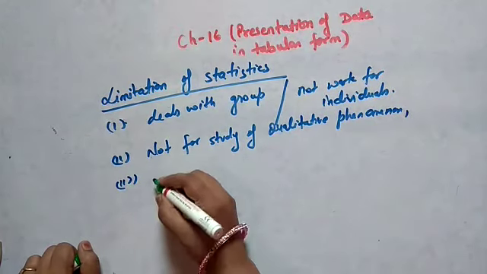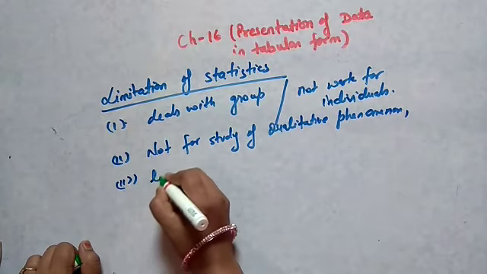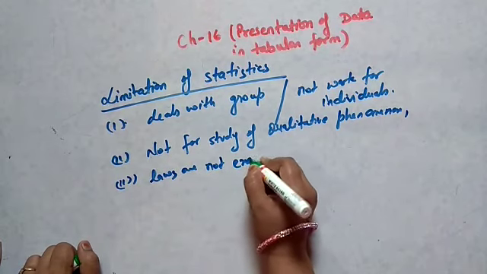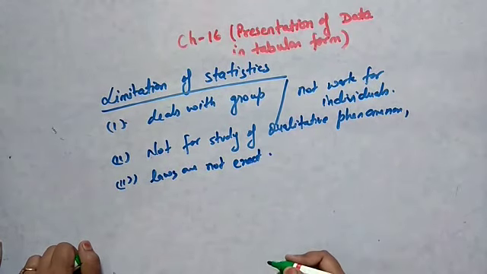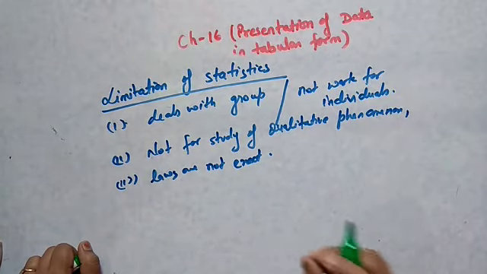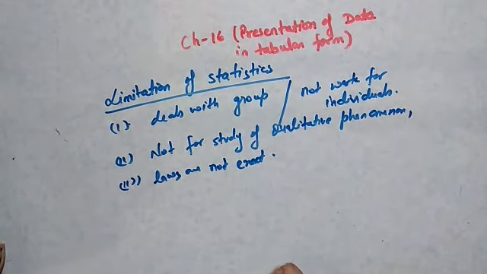Third, statistics laws are not exact. They are true on average only. वो हमेशा एक एवरेज पे ही काम करेगा, हमेशा हमको एक एग्जैक्ट वैल्यू स्टैटिक्स नहीं देता है. ठीक है, so these all are the limitation of statistics.